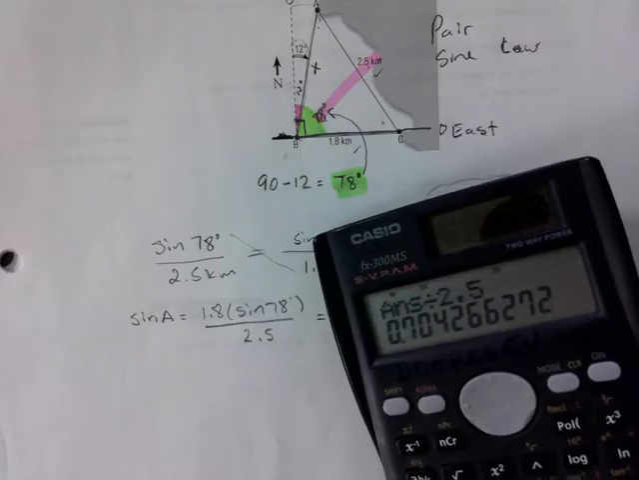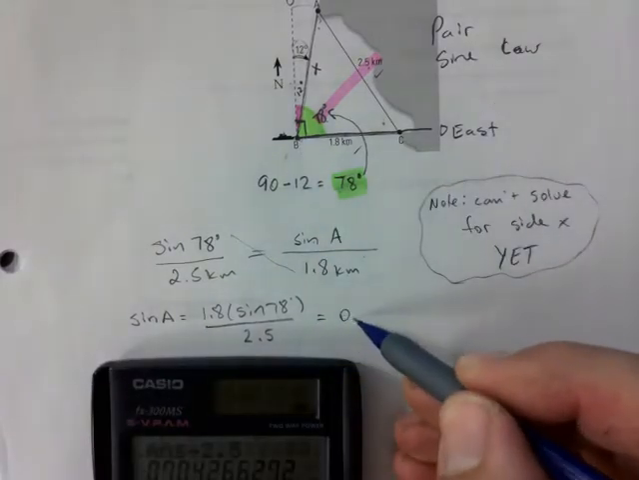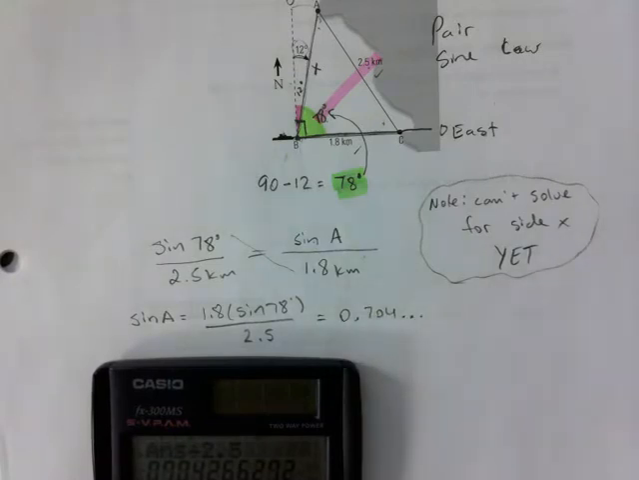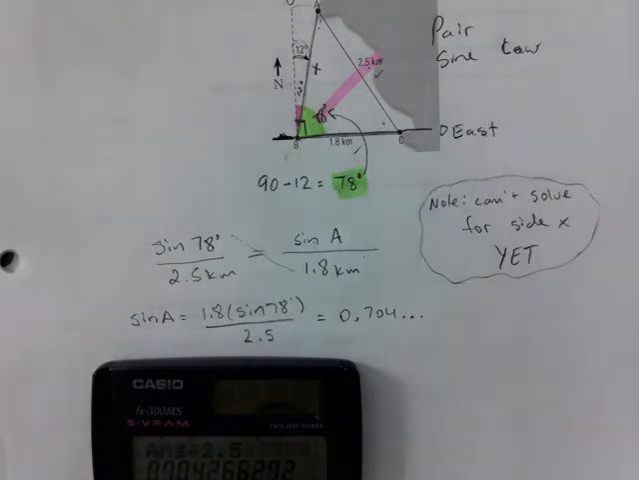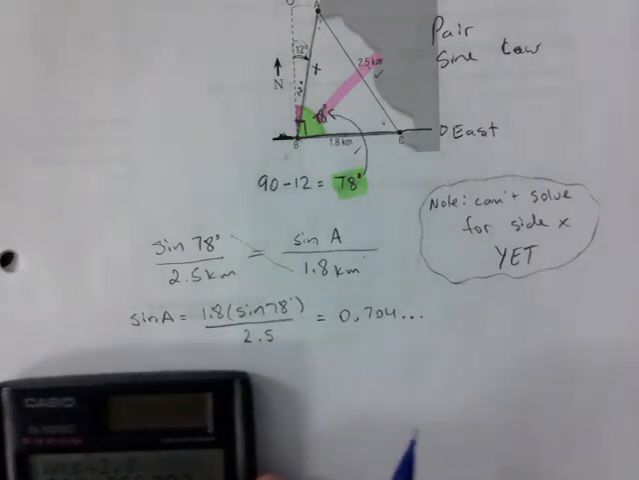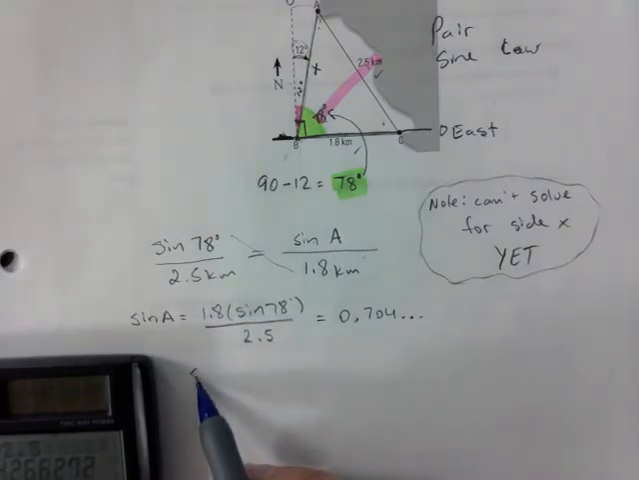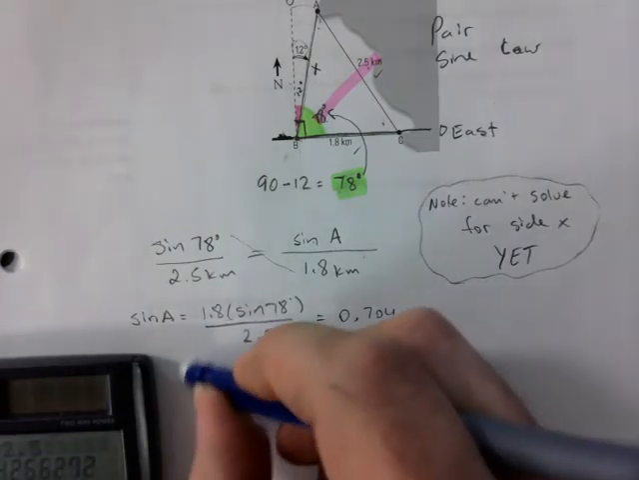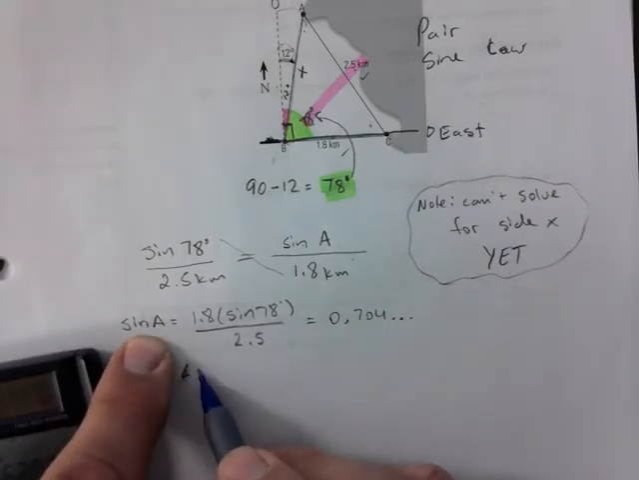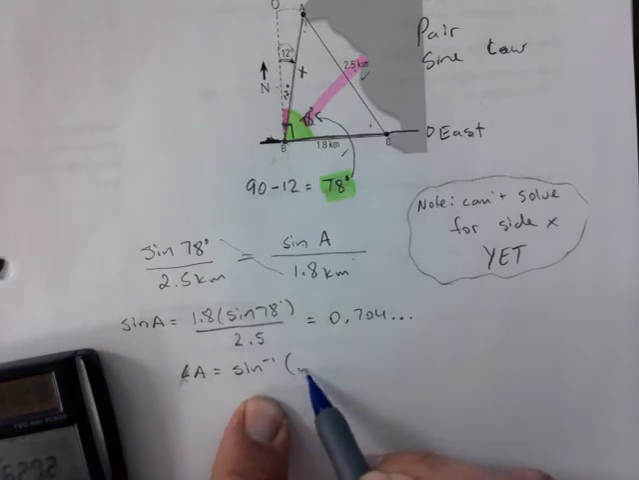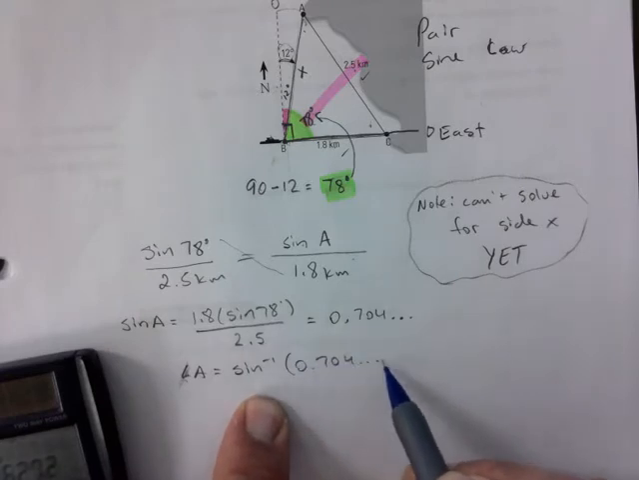0.704 continued. Leave it on your calculator. I like using all decimals if possible, so you're as accurate as can be. So my next line is, actually, you can just say A. Now I can find that. I'm going to use sine inverse of 0.704 dot dot dot.